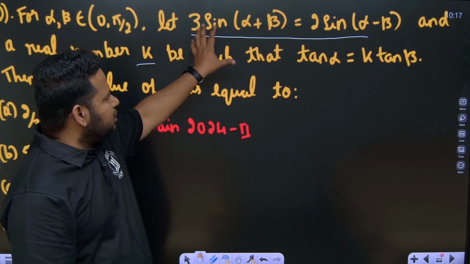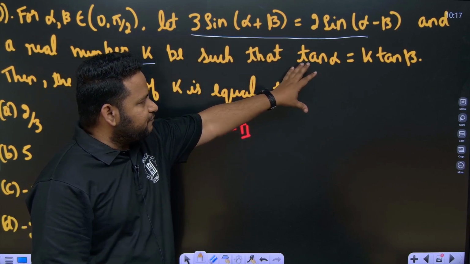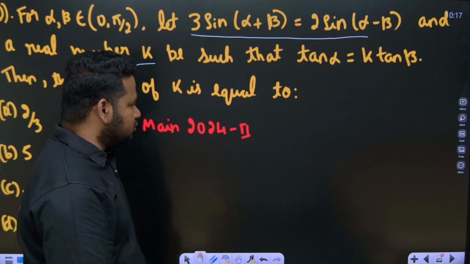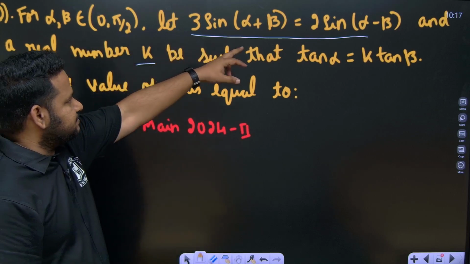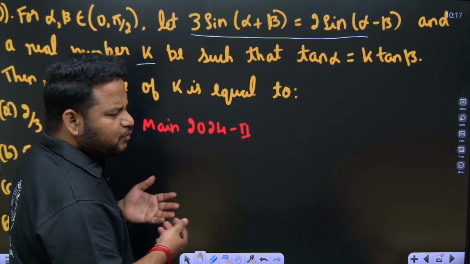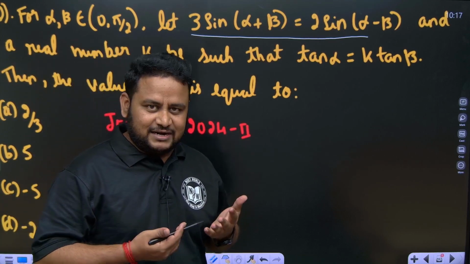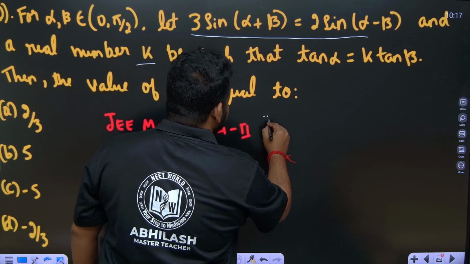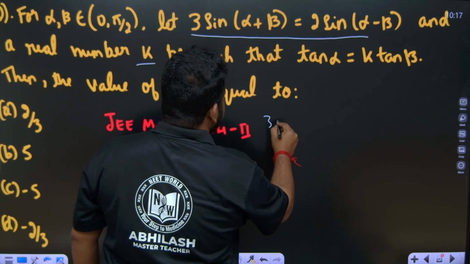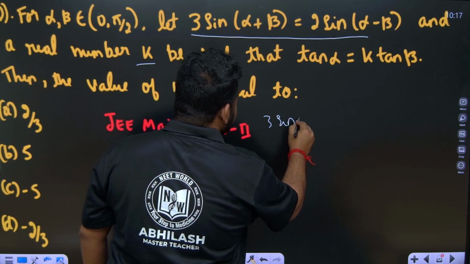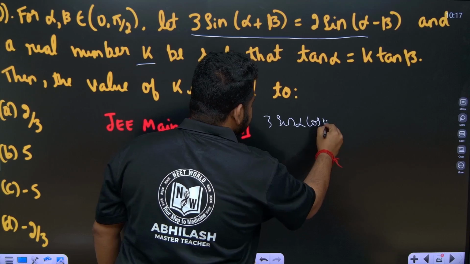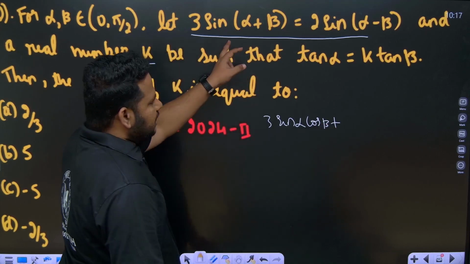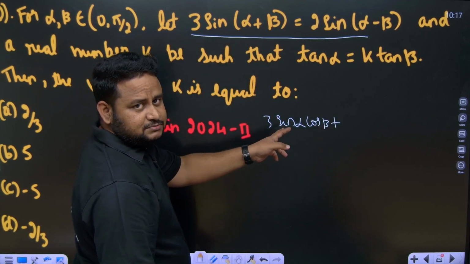So they have given this thing, 3 sin alpha plus beta is equal to 2 sin alpha minus beta. So we have to do some modifications so that we bring it in the form of tan alpha and tan beta. So what is this sin of alpha plus beta? That is sin of alpha minus beta. So this is the compound angle formula, that is what we know. So let us start with this. So they have given what? 3 sin alpha plus beta. I will write it as 3 times sin of a plus b, sin a cos b plus cos a sin b.